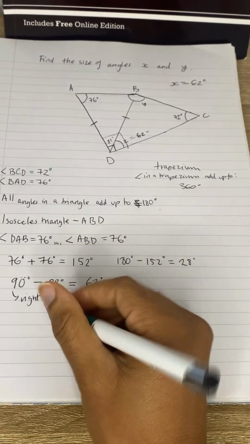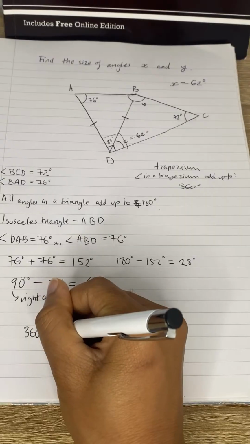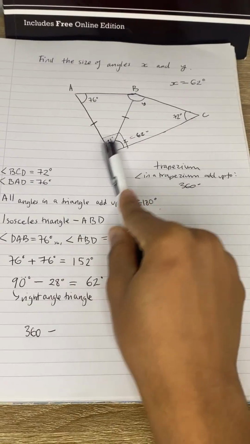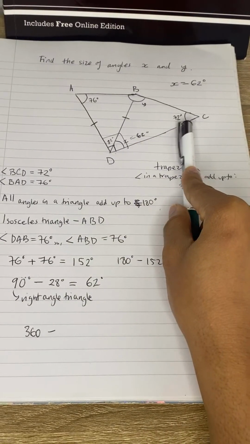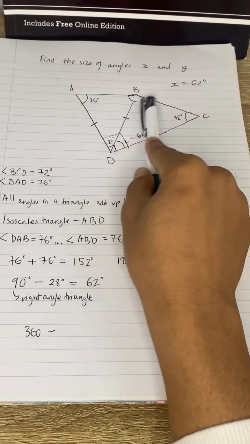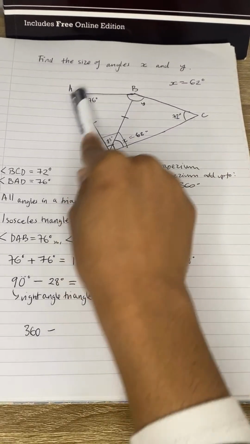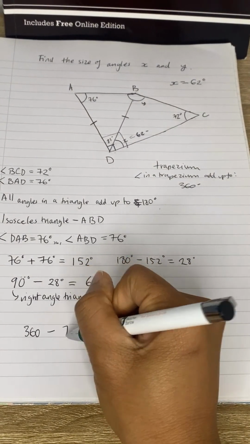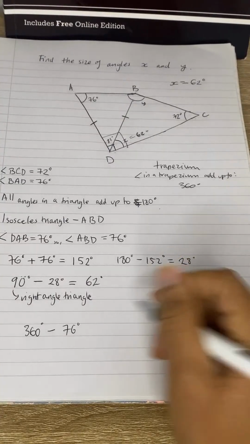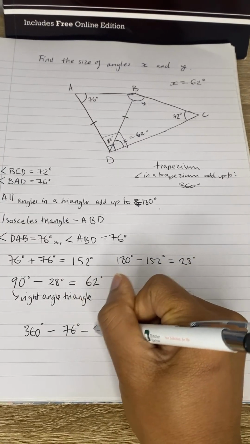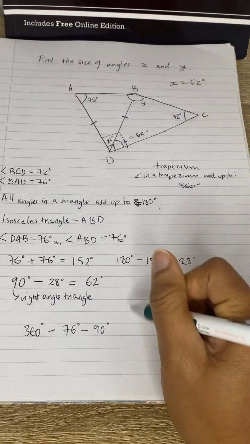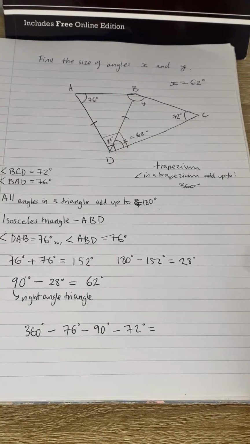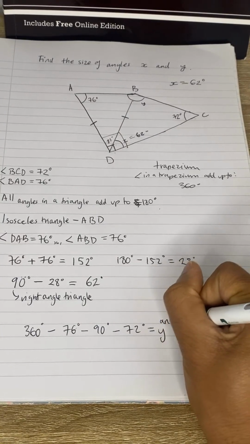We're going to take 360, and then take away 76 degrees, take away 90 degrees, take away 72 degrees, and it's going to leave us with the missing angle that will make all the angles in the trapezium add up to 360. So 360 take away 76 degrees, take away 90 degrees, take away 72 degrees. It's going to give us the value of angle y.